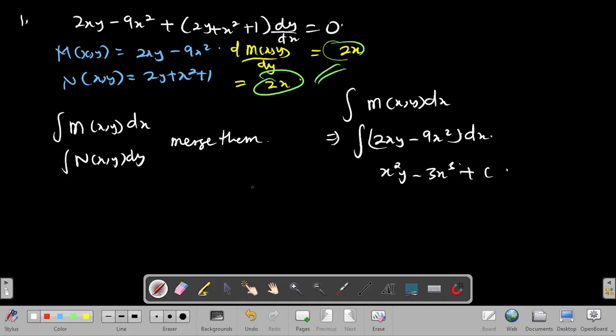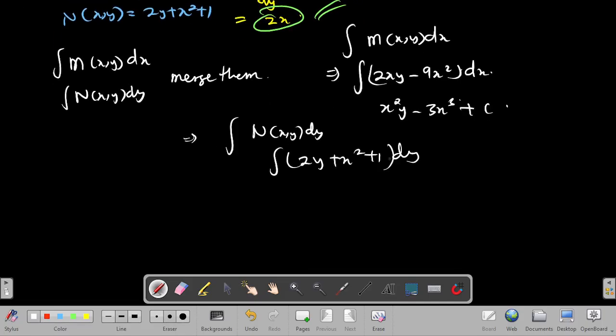You put it down. Let's do the integral of N of xy dy. What do I get? This is the integral of 2y plus x squared plus 1 dy. Integrating this expression, what am I getting here? So let's circle this as our first solution.